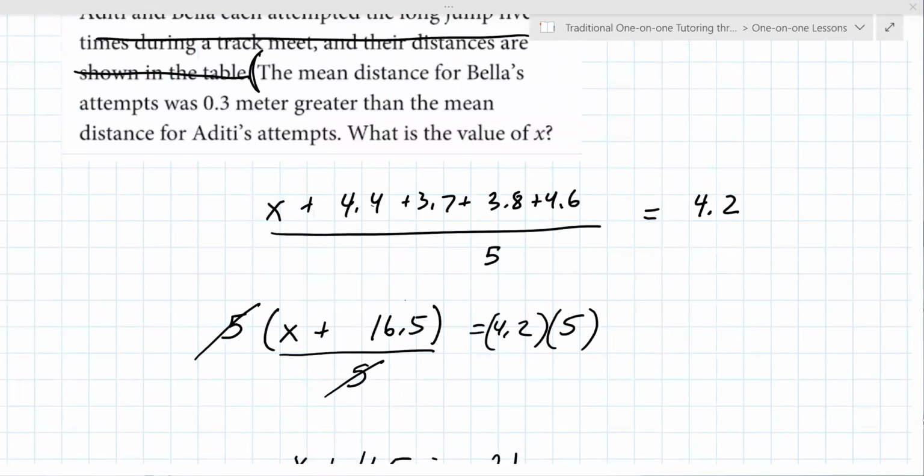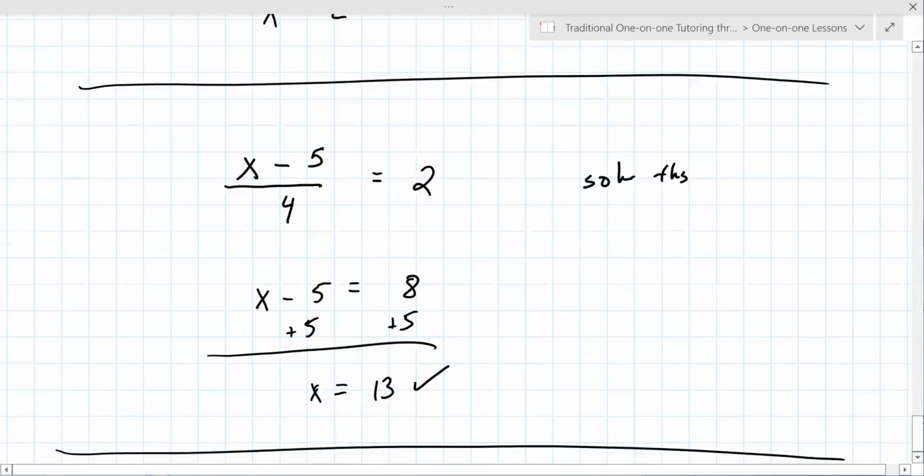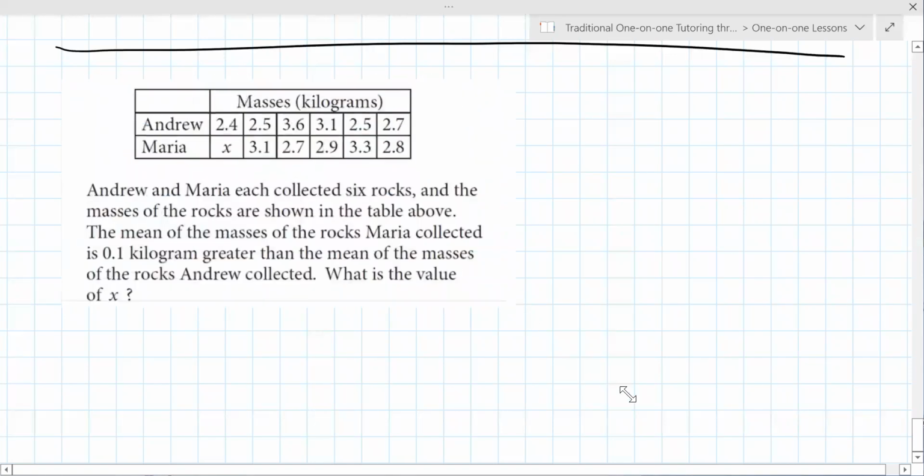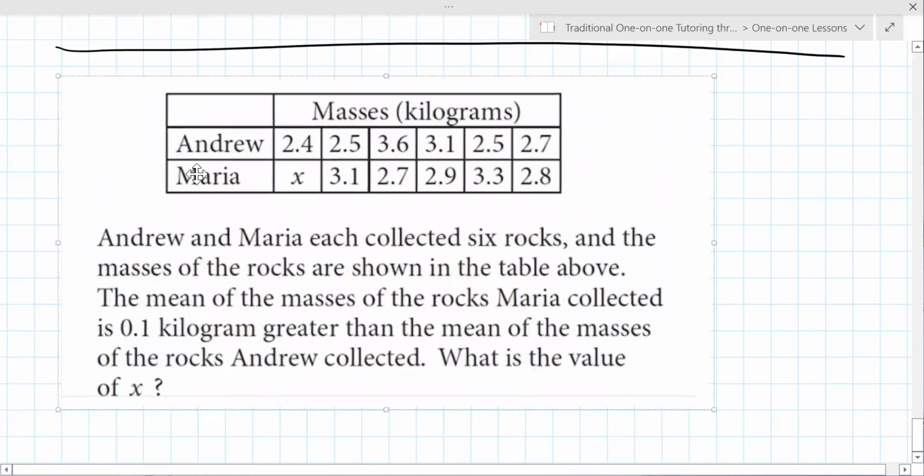So let's look here. This is a similar problem. This is a really similar problem. So let's work on this one. All right. So Andrew and Maria, the masses, I don't know what their masses of, but we'll find out. Maria is missing a data entry. Let's look at it together.